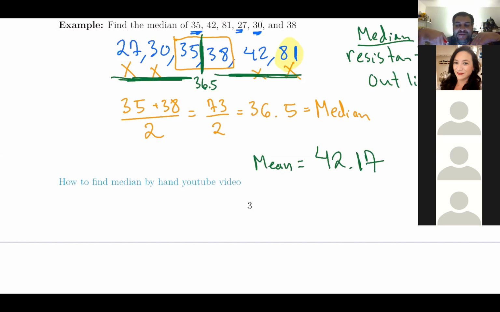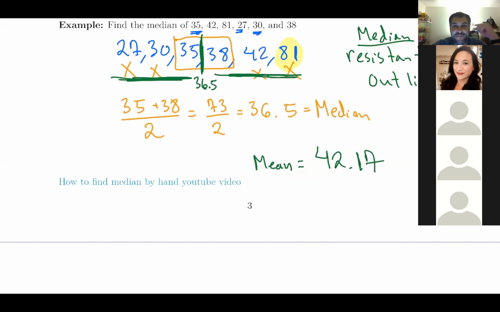But the mean is not resistant to outliers, because the mean has to take into account all the data. Once you add up all the data, you divide it by how many data points you have. So the mean is not resistant to outliers. Anytime you have an outlier, you most likely want to use the median, because the median will give you a more true representation of the data set, versus the mean, which will either get inflated or deflated, because the outlier will either increase it or decrease it.